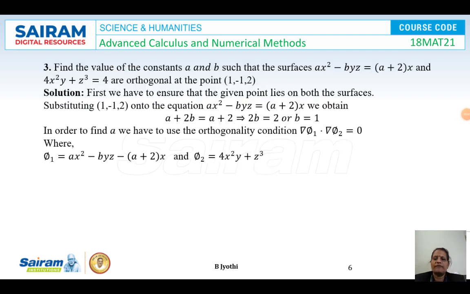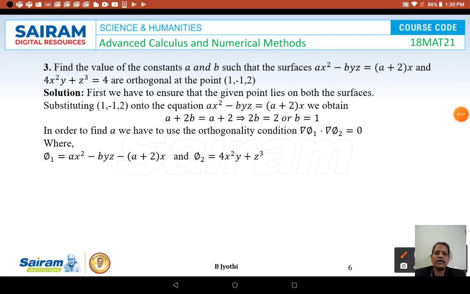Next problem. Find the values of constants a and b such that the surfaces ax square minus byz equal to (a plus 2)x and 4x square y plus z cube equal to 4 are orthogonal at the point (1, -1, 2).